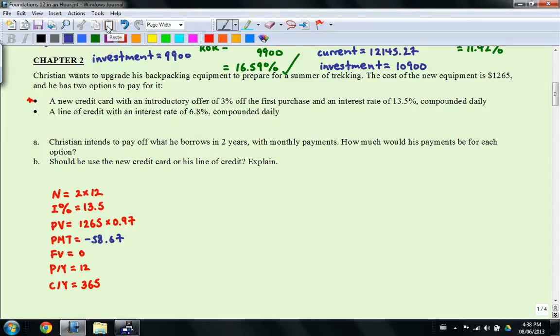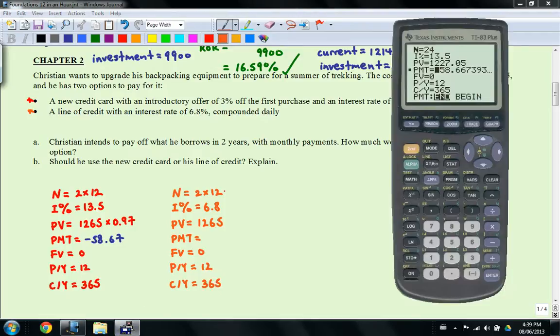Okay, so let's look at the line of credit and see how much he needs to pay there. So again, it's 2 times 12 because it's going to be 2 years' worth of payments. The interest rate is much lower at 6.8%. However, he does have to pay the full $12.65. The future value would be 0, and we'll have 12 and 365 at the bottom again. So what's the payment going to be? So $12.65, the interest rate was 6.8, and everything else stays the same.